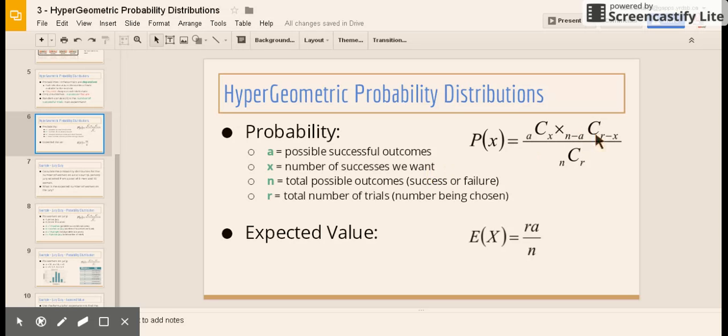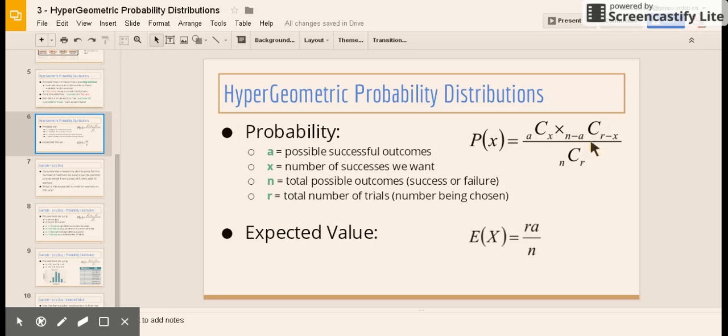So in order to figure out how many of those failures, those not-a-dog things, we have, you take my total number of animals, the total number of outcomes, and you subtract the number of successful outcomes. So this figures out that there's 6 cats, because I had 11 animals and 5 dogs. So 11 minus 5 is 6. That's my 6 cats. The total possible outcomes is N, right? The A is the possible successful outcomes.